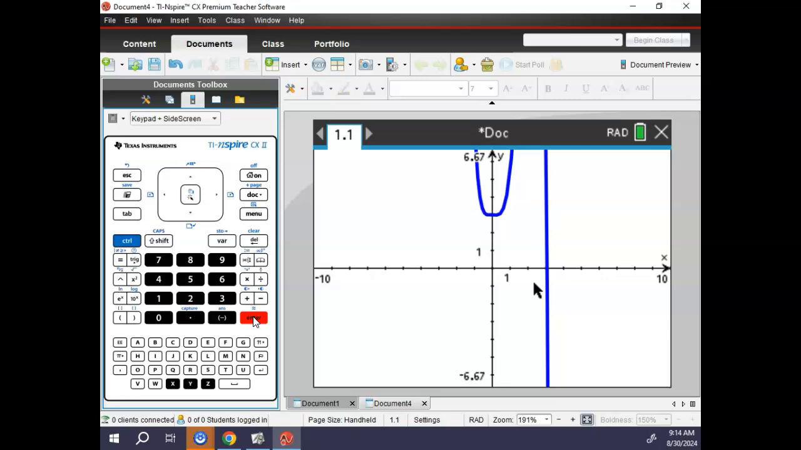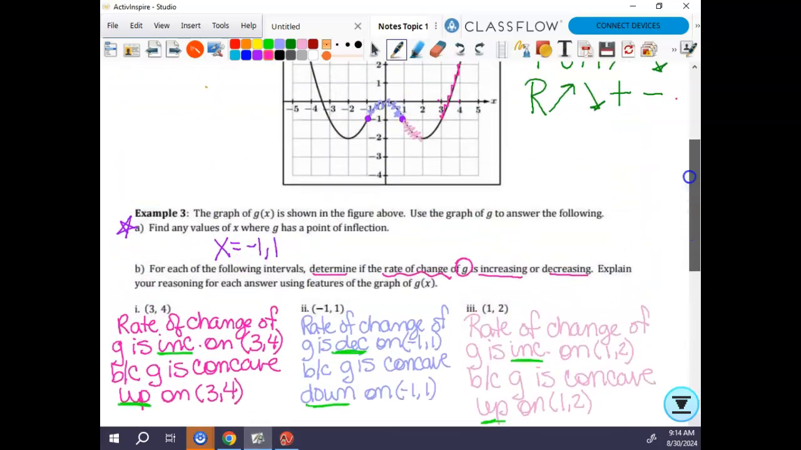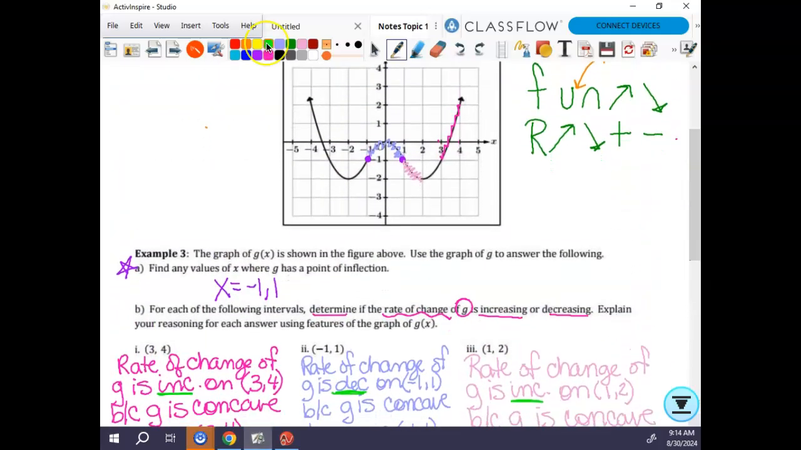All right, awesome. So let's go back and figure out what we even need. I want to know at what time the number of cars changes from increasing to decreasing. So what am I looking for? If your function changes from increasing to decreasing, what do you have? Is it a point of inflection? Look at this. Remember, points of inflection are where my rate of change changes from increasing to decreasing. But when my function changes from increasing to decreasing, this is where the change is.